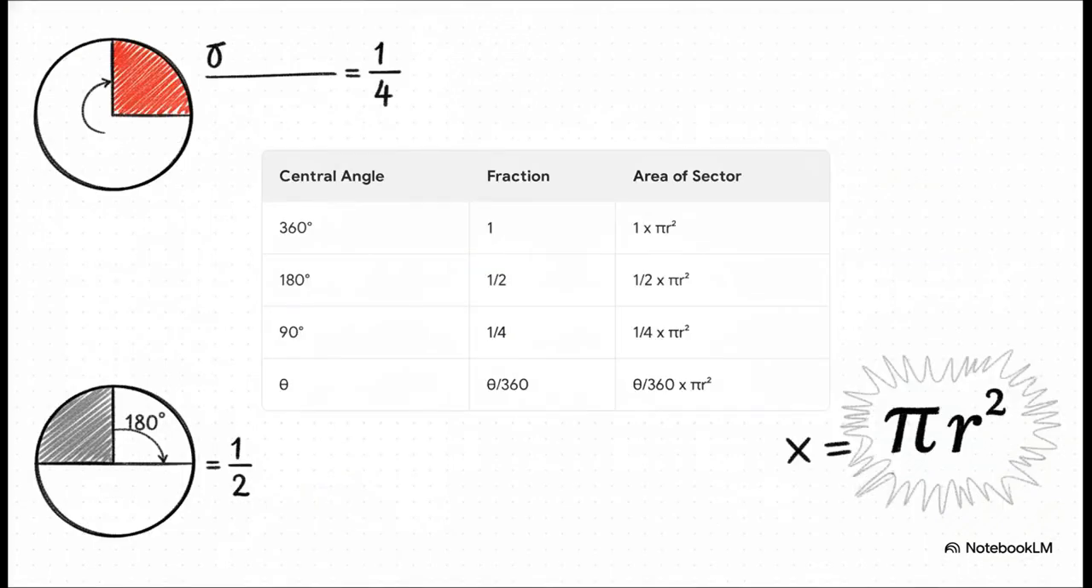Let's look at this table together to spot the mathematical pattern. It's actually quite beautiful. Do you see how the central angle completely dictates the fraction we use? If our angle is 180 degrees, we just divide 180 by 360, which gives us exactly 1/2. We then multiply that fraction by our total area, pi r squared. For 90 degrees, it becomes exactly 1/4. So following this logic, for absolutely any unknown angle, let's call it theta, the fraction is always simply going to be theta divided by 360.